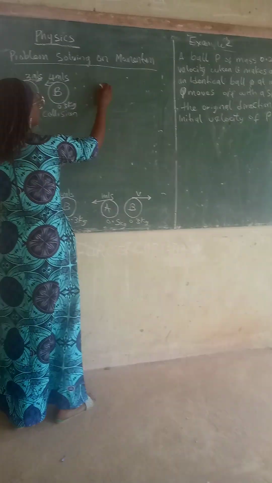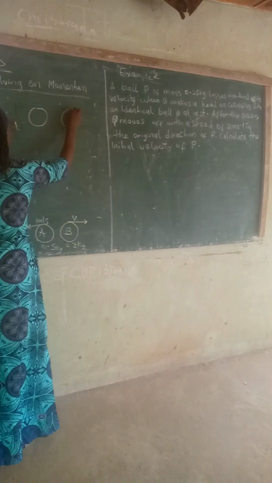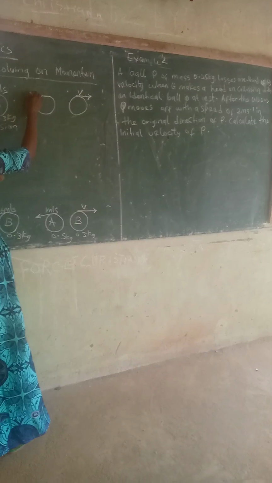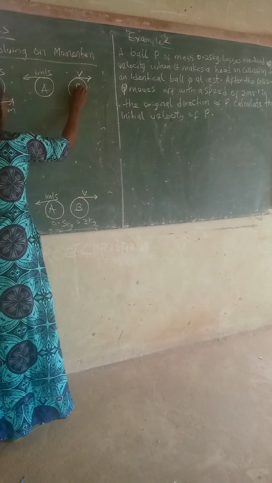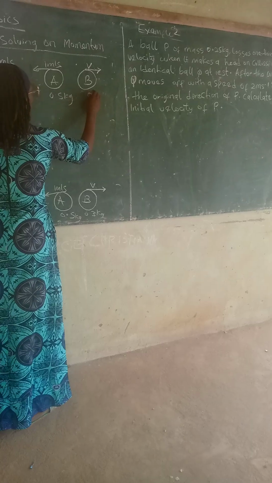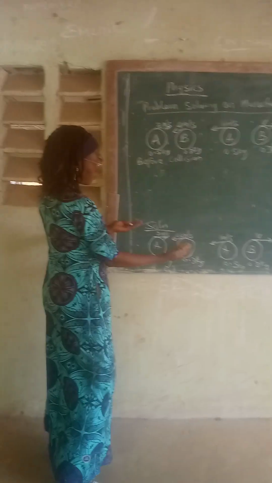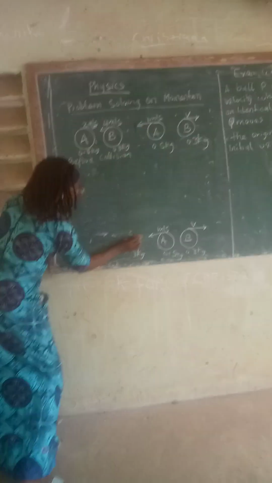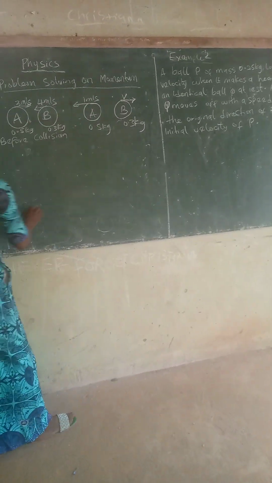Then the next one, after collision, we have this, and then we have V, and this 1 meter per second. Then body A, body B. This is 0.5 kg. This is 0.3 kg. Okay, now we have transferred the information. I can wipe so we can solve comfortably.